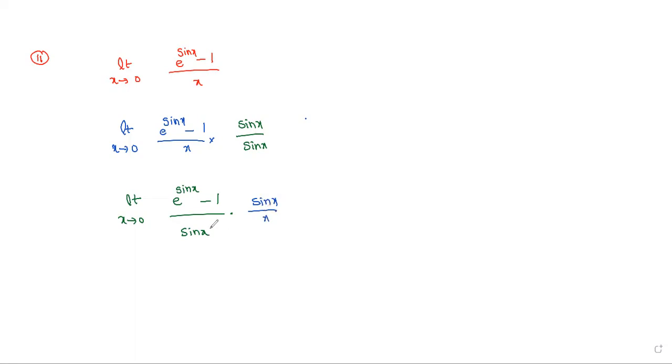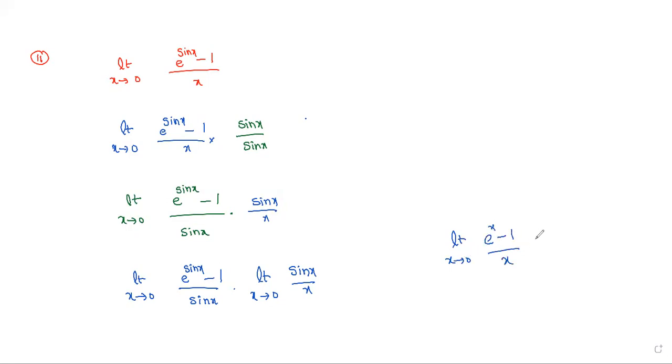So we should apply the limit separately. Limit x tends to 0, e power sin x minus 1 by sin x, into limit x tends to 0, sin x by x. Comparing with the formula: limit x tends to 0, e power x minus 1 by x is equal to 1. Also limit x tends to 0, sin x by x value is also 1. So 1 into 1, that is the value 1.